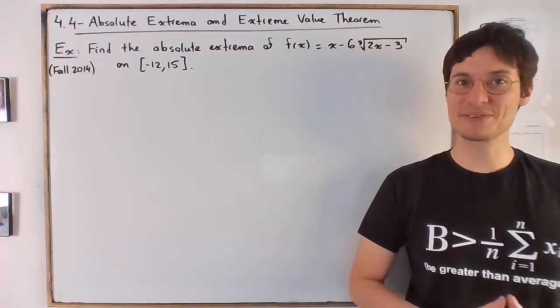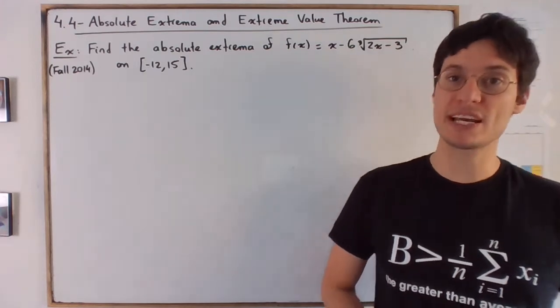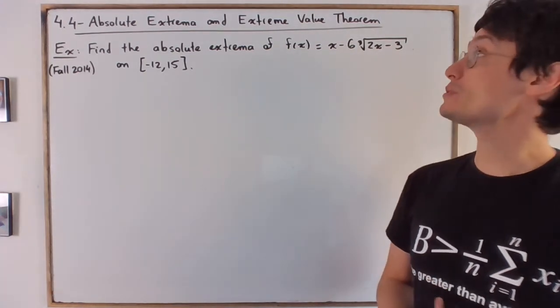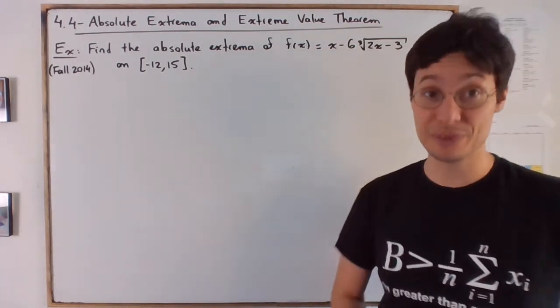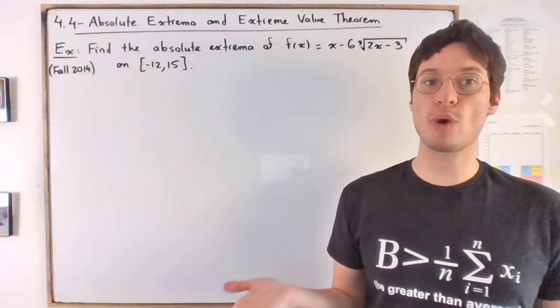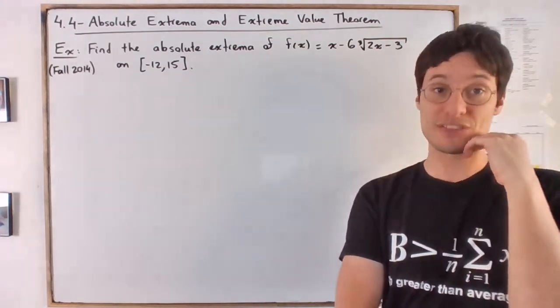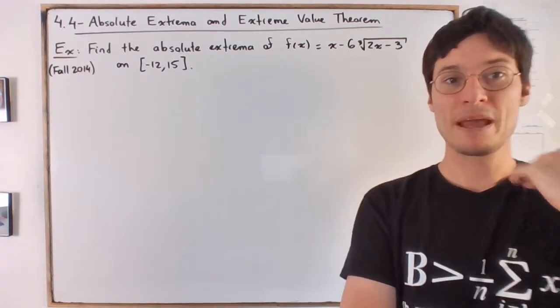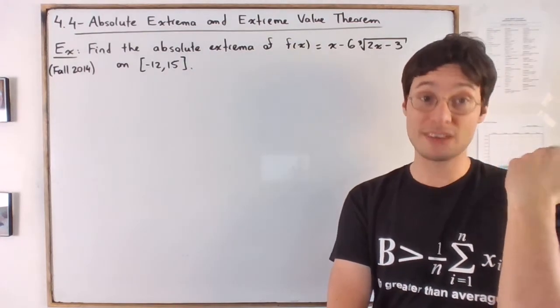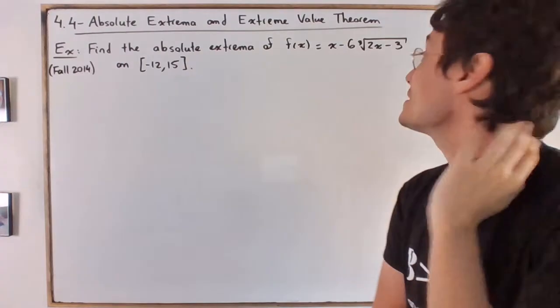Hi, Calculus 1 students. This is the only example you have to watch in section 4.4, Absolute Extrema and Extreme Value Theorem. It is just a harder example of what you already know how to do. So what I would suggest is to actually try this example yourself, although I can tell you it's on the hard side, okay? Most examples are actually easier than this one.